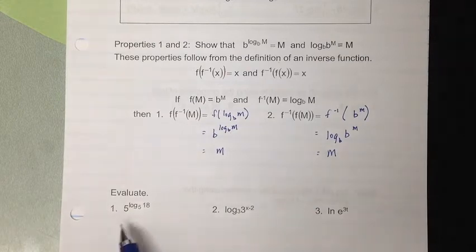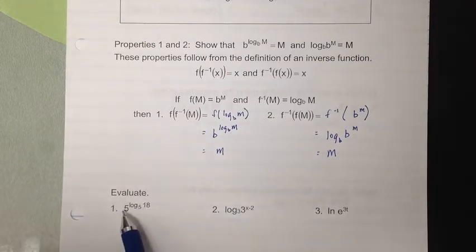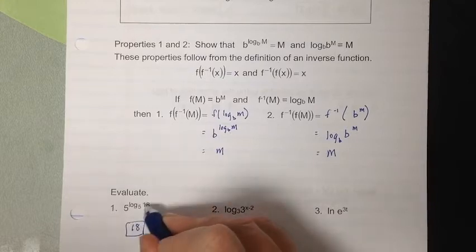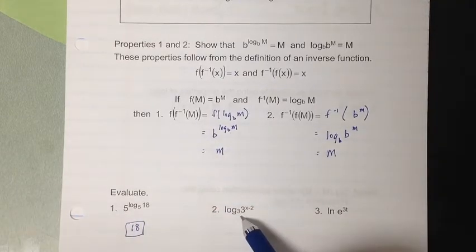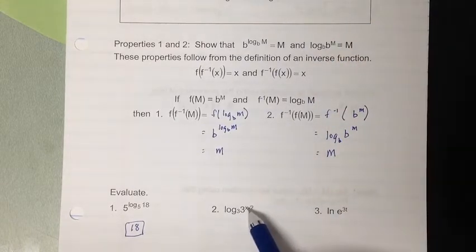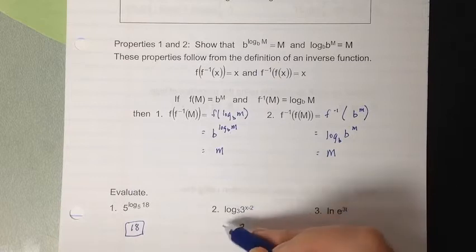We're evaluating 5 to the log base 5 of 18. So when this base here is the same as the base of the logarithm in the exponent, then our answer is going to be that argument in the exponent. This one's like the second one, like property 2, log base 3 of 3 to the x minus 2. When the base here is the same as the base here, our answer is x minus 2.